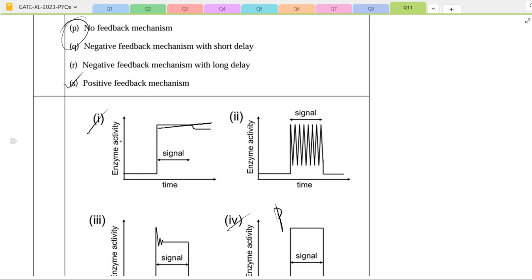So here, as the product gets formed, the enzyme activity decreases. And once the enzyme activity decreases, the product also decreases. And once the product decreases, now the enzyme activity increases. So there is a negative feedback here.